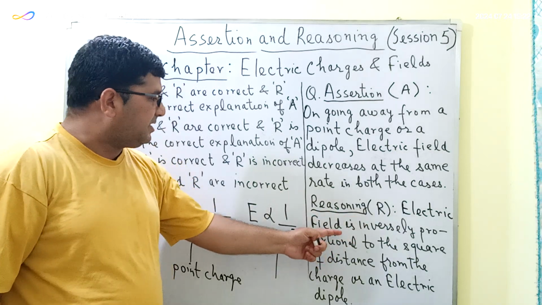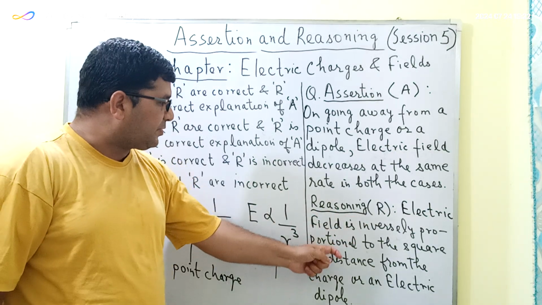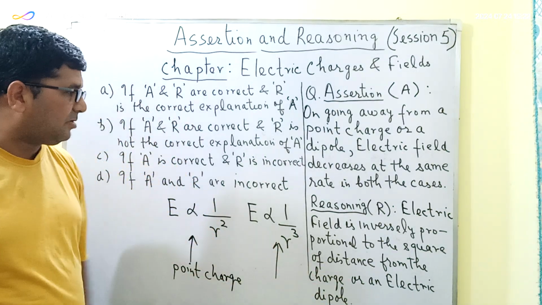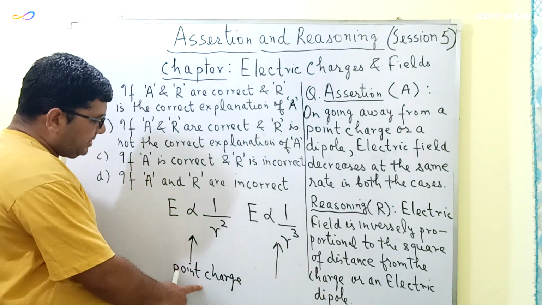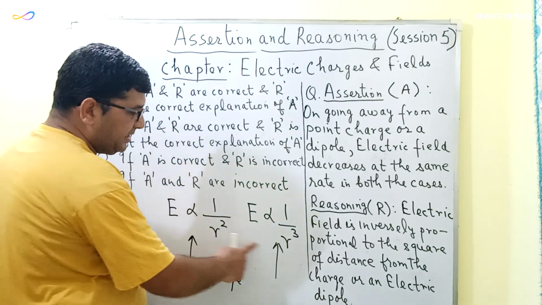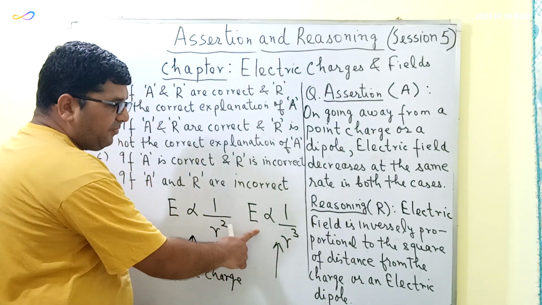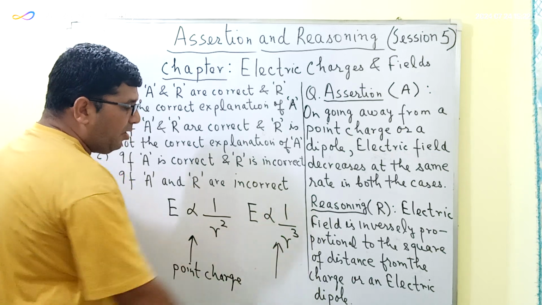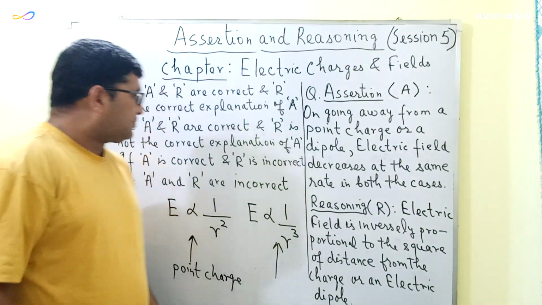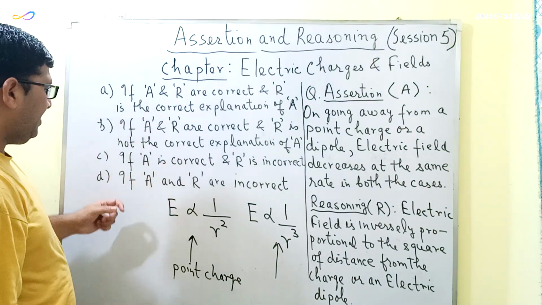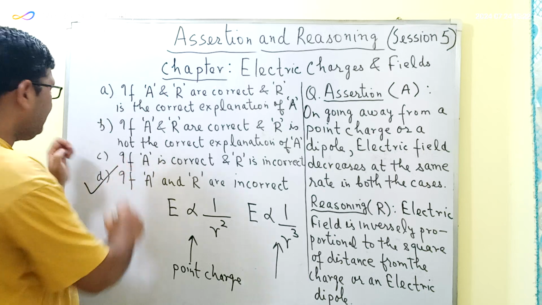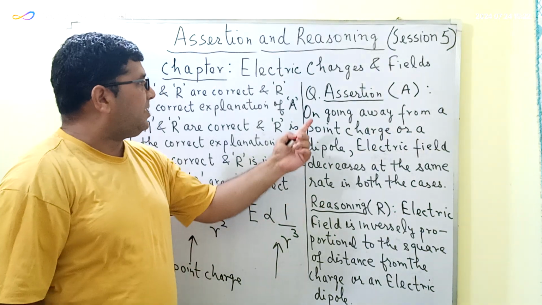Now let's come to the reasoning. In the reasoning it is written that electric field is inversely proportional to the square of the distance from the charge or an electric dipole. So this reasoning is also wrong, because in the case of a point charge, the electric field is inversely proportional to the square of the distance, but in the case of an electric dipole, the electric field is inversely proportional to the cube of the distance from the center of the electric dipole. So since both A and R are incorrect, the correct option is D.